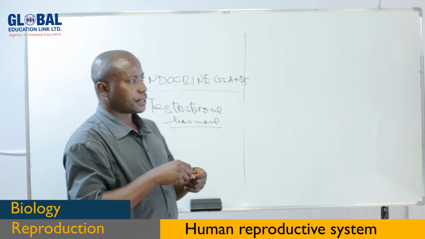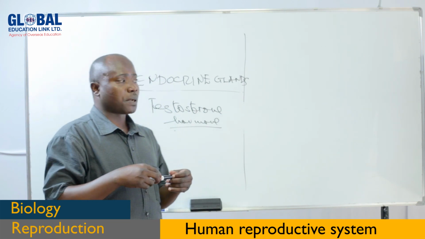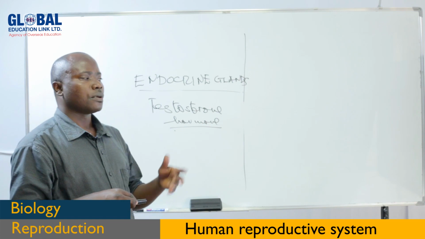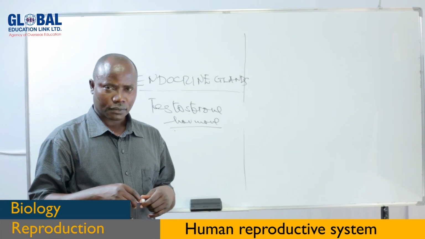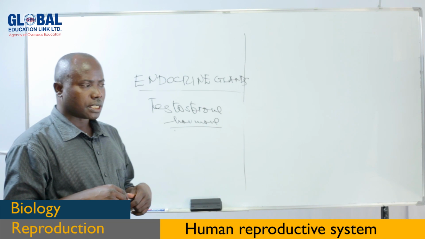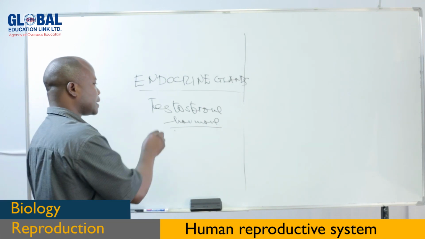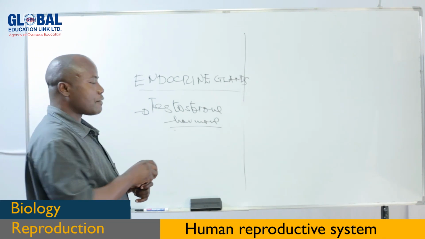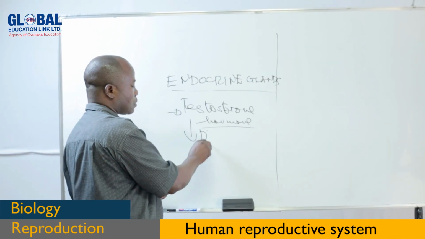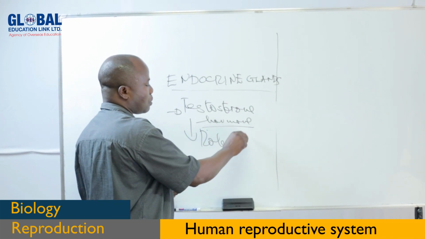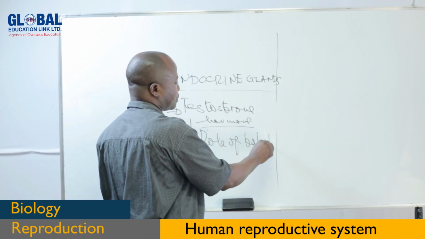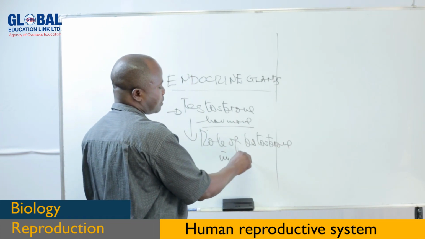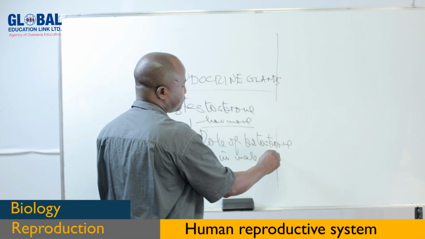But this question asks you to explain why it is necessary for the male reproductive system to have the endocrine gland. As we all know, the testes produce testosterone. Therefore, to answer this question, you'll have to explain the role of testosterone in the male reproductive system.